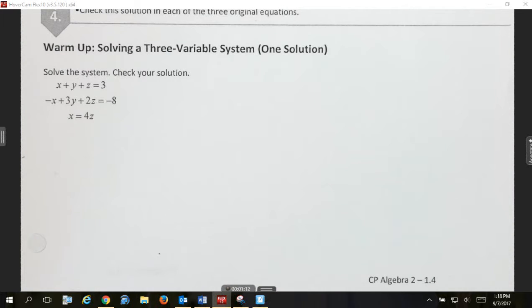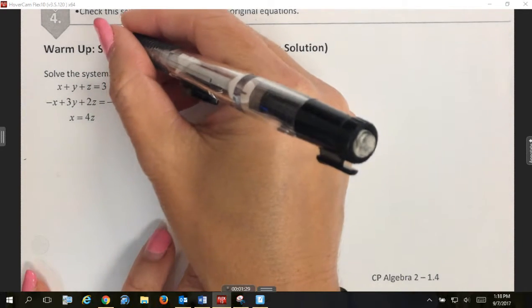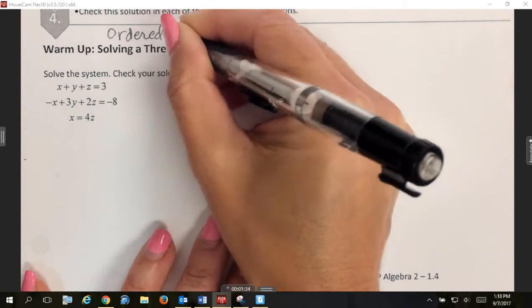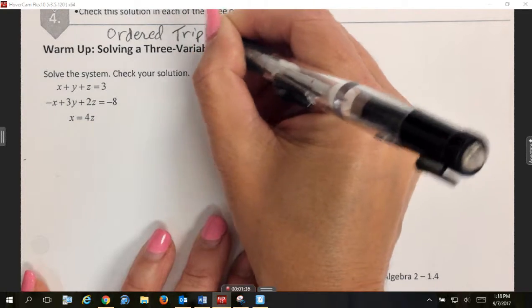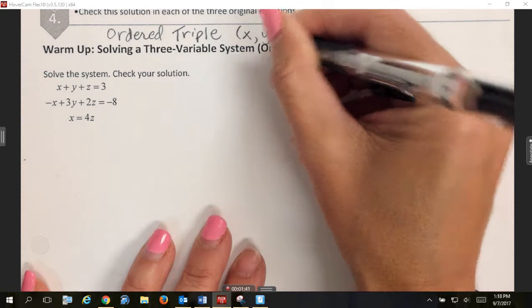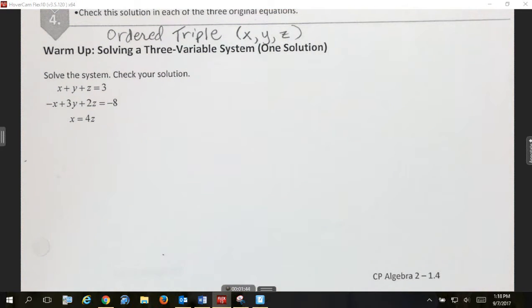When we are done, do you remember how we wrote our answers for yesterday's assignment? We wrote it as an ordered pair. Guess what? When we have an X and a Y and a Z, what is it going to be called? Almost. Not triplet, but ordered triple. So our solutions to these systems are ordered triples: X, comma, Y, comma, Z. It looks like an ordered pair, but there's 3 of them.